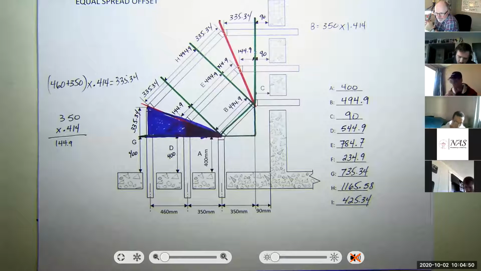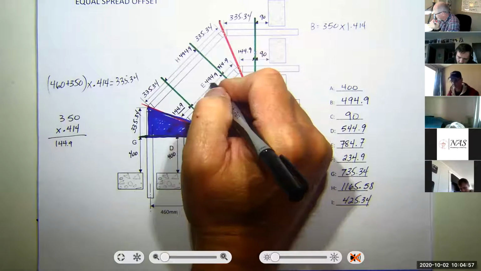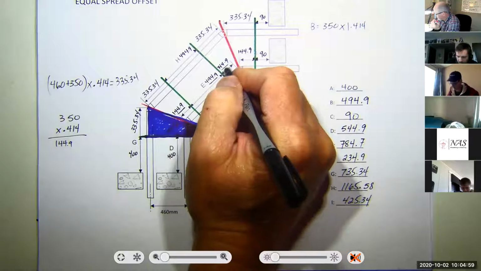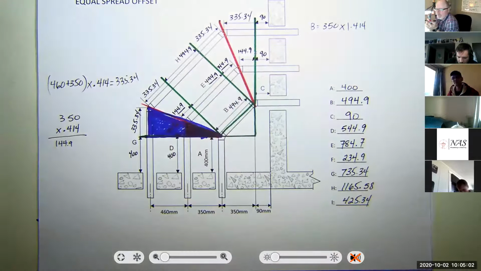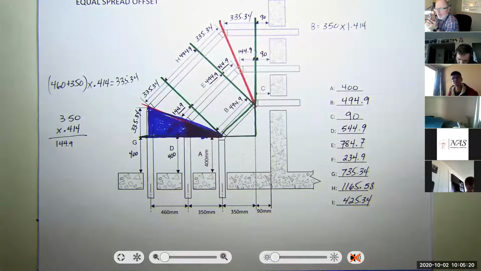Hey, how did you get E? E is 144.9 plus 494.9 plus 144.9. Oh, okay. So if B was 494.9, wouldn't E and H also be the same because they're equal measure? Well, look how long those pipes are. They're a lot longer than B. Oh, okay. So we have to add these pieces too. Yes. That makes sense. Okay, thanks.